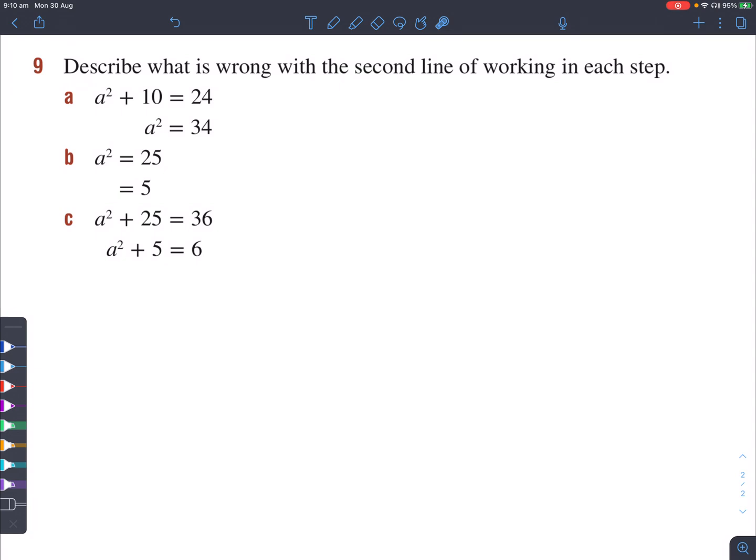For every problem here, for A, B, and C, the second line is where the problem occurs. We've got a squared plus 10 equals 24, and then they wrote a squared equals 34. So what do they do here, and what are we meant to do? We're meant to subtract 10 from both sides, such that these two cancel out, and that would give you a squared, which is correct. But 24 minus 10 should give you 14, which is not the case. So what have they done instead of subtracting 10? They have added 10.